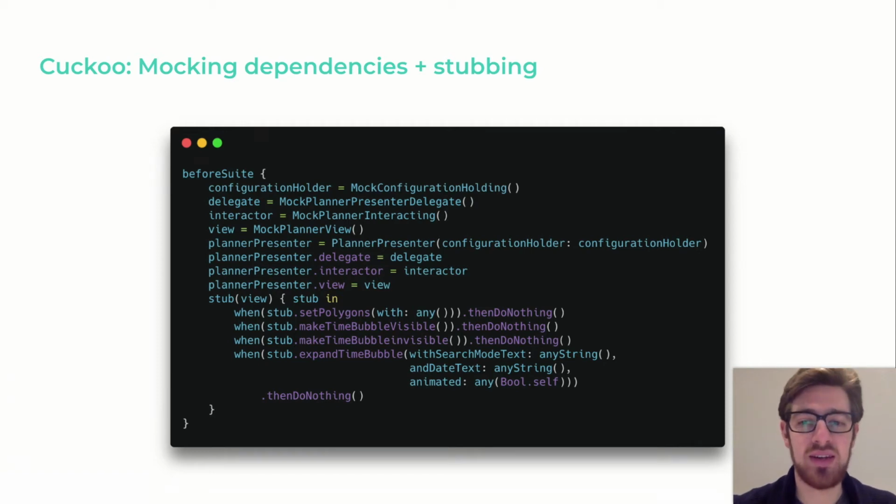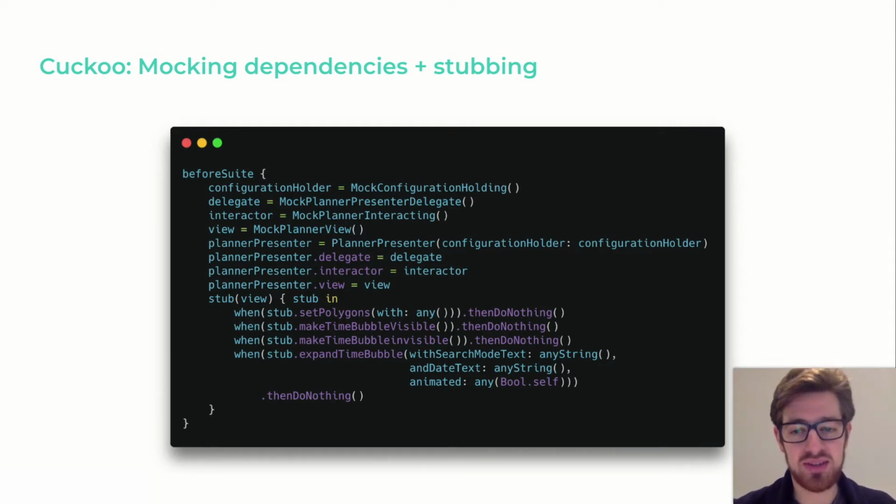Then we create our planner presenter, and this is a real implementation of planner presenter, not a mock, but we're injecting a mock configuration holder into that as a dependency. And then we're setting delegate interactor and view as mock properties. And then we can stub, for example, our view. That's a mock, so we can stub functions on it, and we can say how these kind of fake functions should behave. So for example, we're saying whenever set polygons is called on the view with any, so with anything being passed into that function, then do nothing.